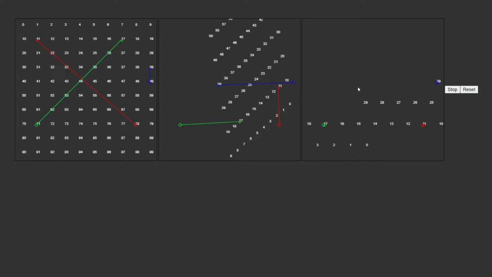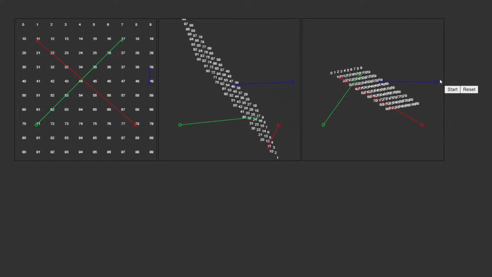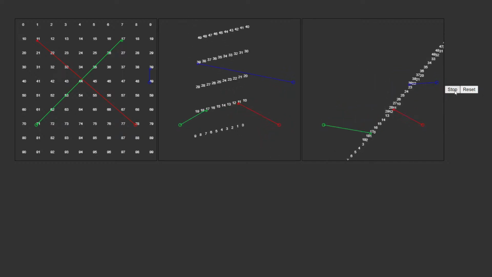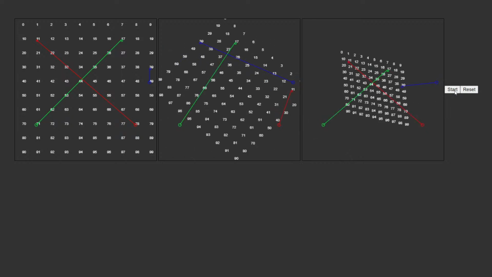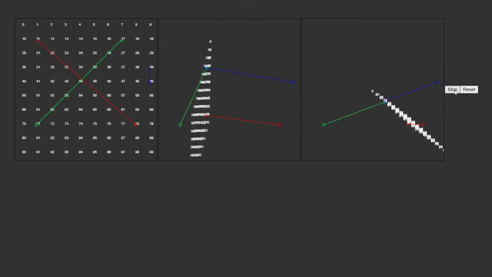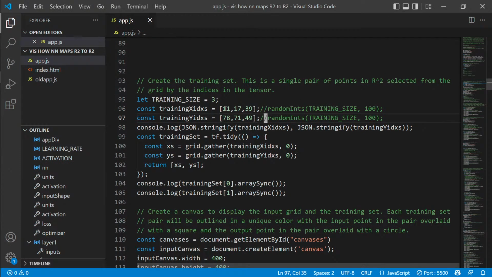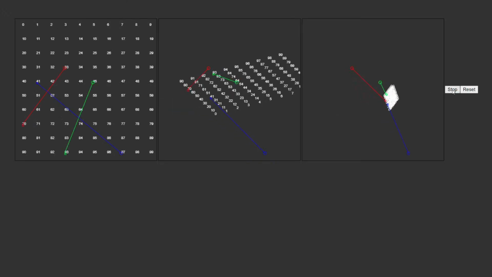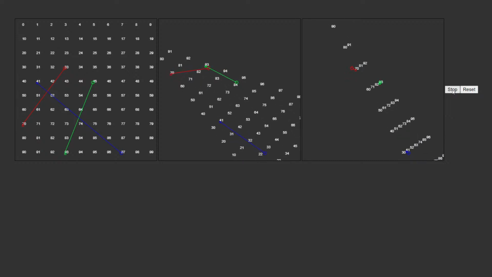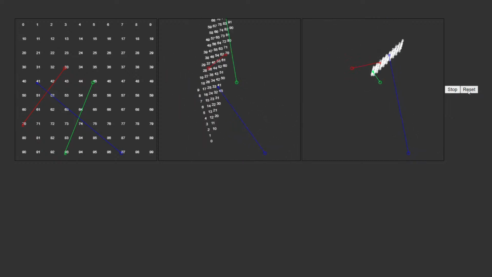But that's not... I mean, it can seemingly fit anything. It's hard to find, oh, well, I'm not re-randomizing, but it's hard to find a training set that it doesn't fit of size 3. Now, if you get to size 4, then I think most training sets are not fittable.